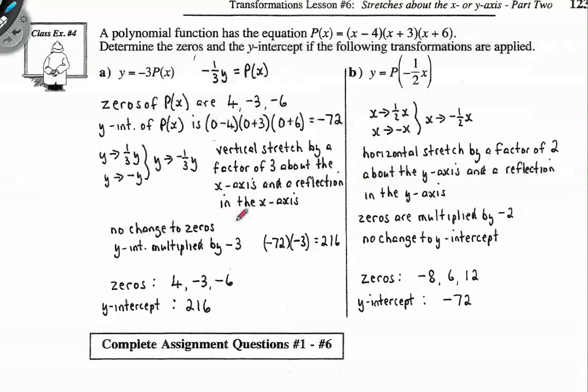However, notice that the y, it's a vertical expansion by a factor of 3, or -3. What the value was for y originally at -72 gets multiplied by -3. And so we get 216. So here's the zeros, they stay the same, the y-intercept changes.